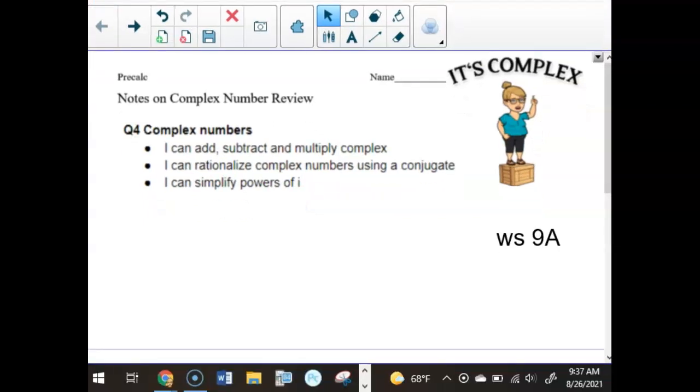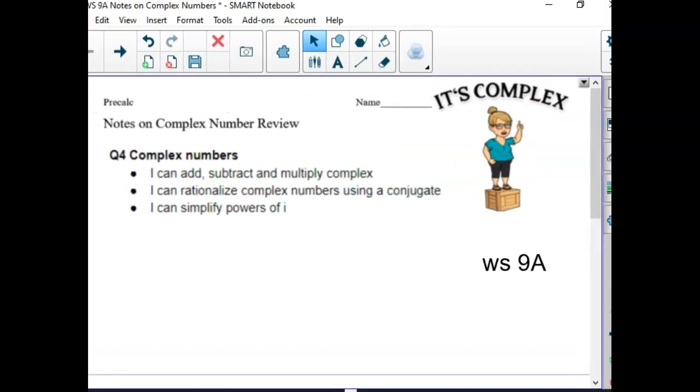Let me adjust one more thing here because it wants to record. All right, I don't even care. Okay. We'll talk about complex numbers some more in a minute.